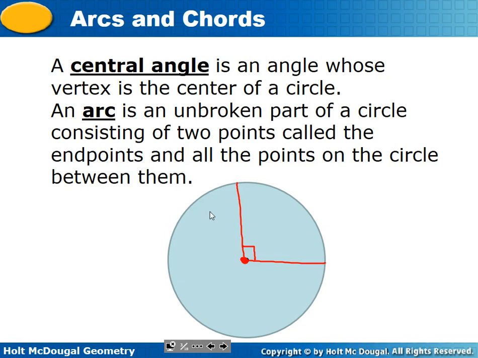Now, when we talk about arcs, our arcs are out here. This is the part of the circle that is basically enclosed by that angle. So when we talk about that arc, it's going to be equal to whatever that angle measure is. So we knew that the angle was 90 degrees. We also know that the arc is 90 degrees. So with central angles, arcs and angles are congruent. Now that's not going to be true later in the unit, but for right now, we know that arcs and angles are congruent.